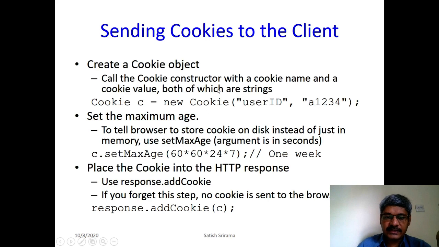As we have already discussed, once we have this cookie, you have to set the maximum age, to tell the browser how long to store it. If it is shorter, it is stored in memory. If it is longer, it is stored on the disk. For example, you can set max age to 60 times 60 times 24 times 7, so more or less 1 week.